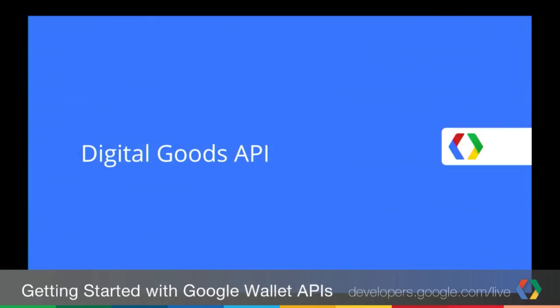So let's start with the Digital Goods API. The Digital Goods API is the simpler of the two, but a lot of the principles and concepts apply to both of them. So I'll make sure if there's something completely different, I will point it out.